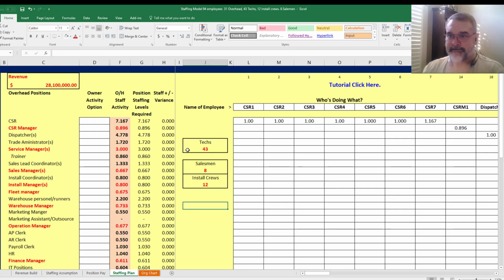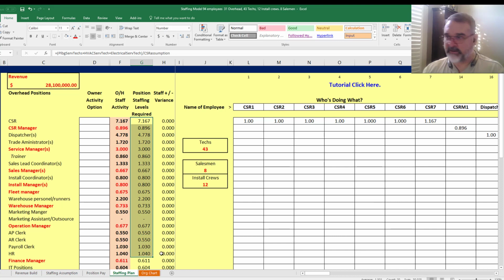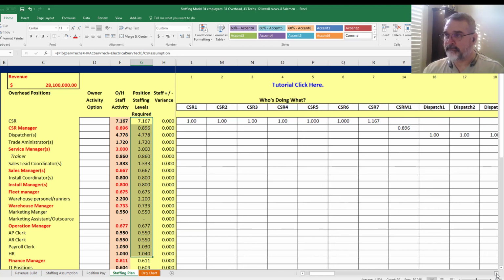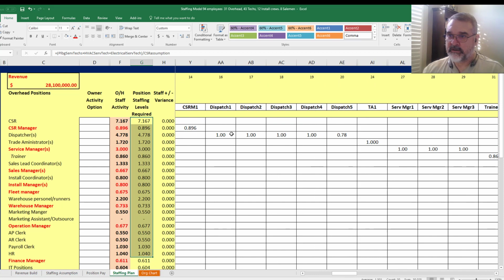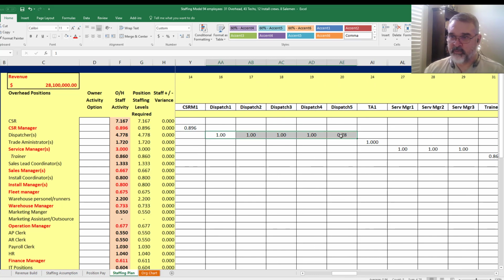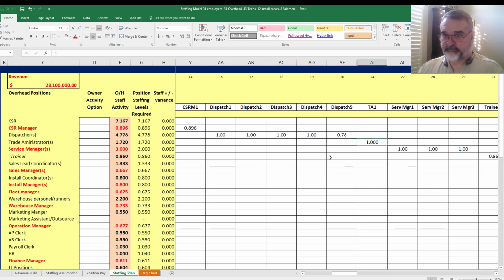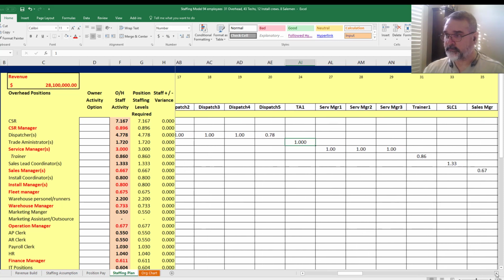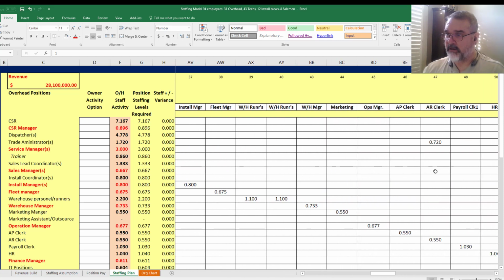Yep, it is. So now you're seeing you've got 7 CSRs, 89% of the CSR manager is intact. Everything's a 0 over here. This shows us the head count that we actually need. Dispatchers, I've got my dispatchers 4.78. Trade administrator 100% again, but I need 1.72. So where's that 0.72 at? Still back over here with accounting.